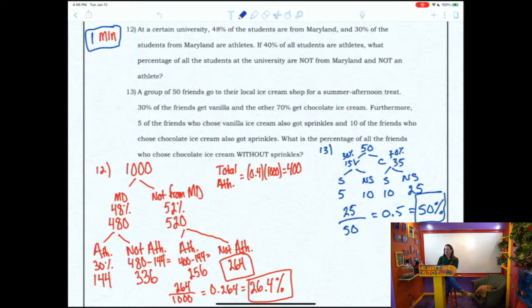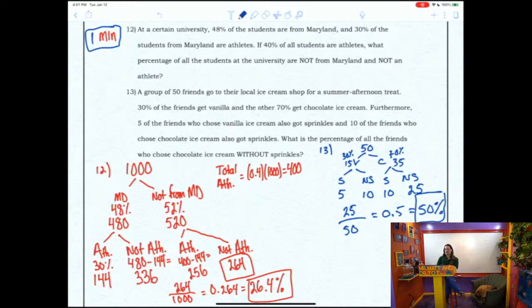If then 30% of those students are athletes, 30% of that 480 would be 144 students are from Maryland and athletes, meaning that 480 minus 144, the total number of students from Maryland minus those students who are athletes, would leave us with 336 students that are from Maryland but not an athlete. If 48% of the students are from Maryland, that means that 52% are not from Maryland. 52% of 1,000 would be 520.